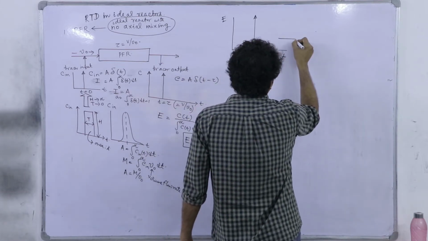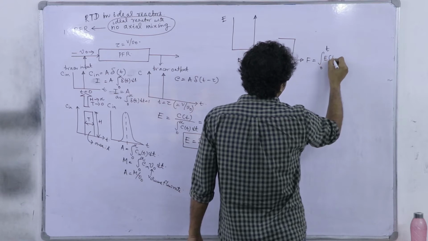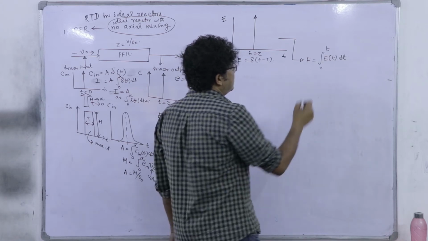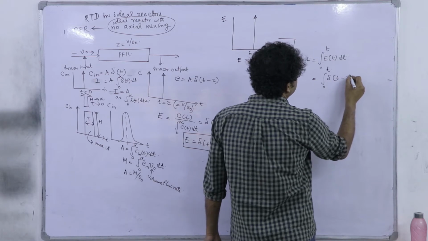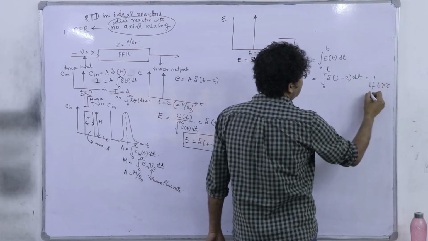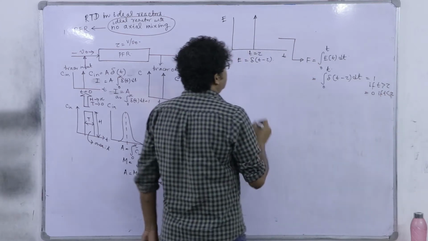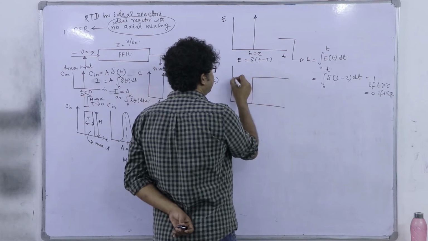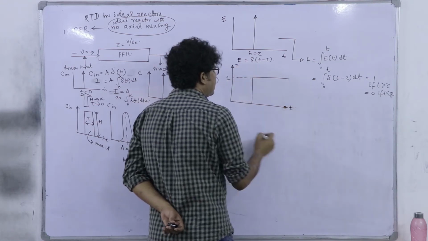Now F, you know, is basically the integral from 0 to t of E dt. So we have the integral from 0 to t of delta of t minus tau dt, and that must be equal to 1 if t is greater than tau and equal to 0 if t is less than tau. So the F curve of a PFR will be like this, a step function at t equal to tau.